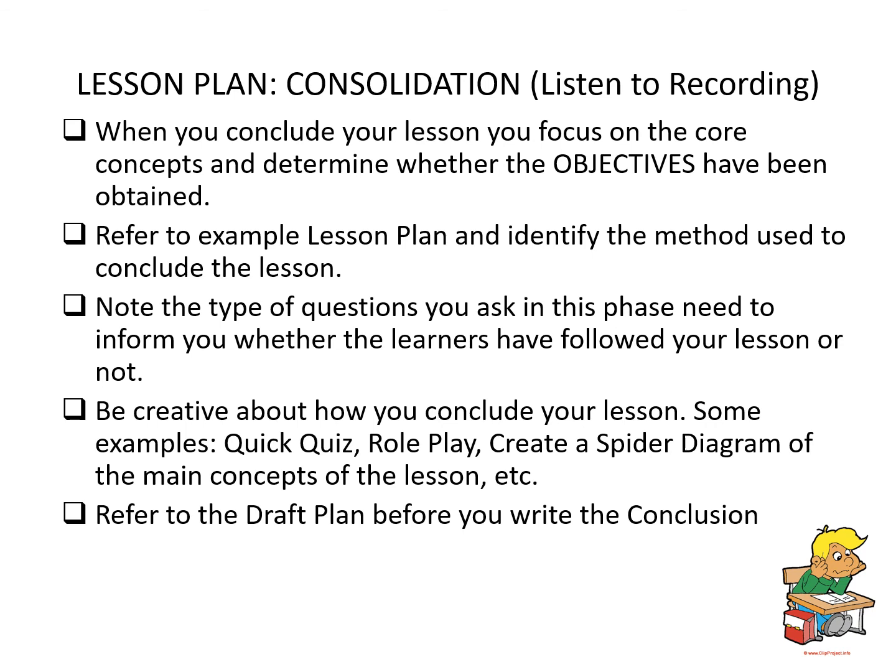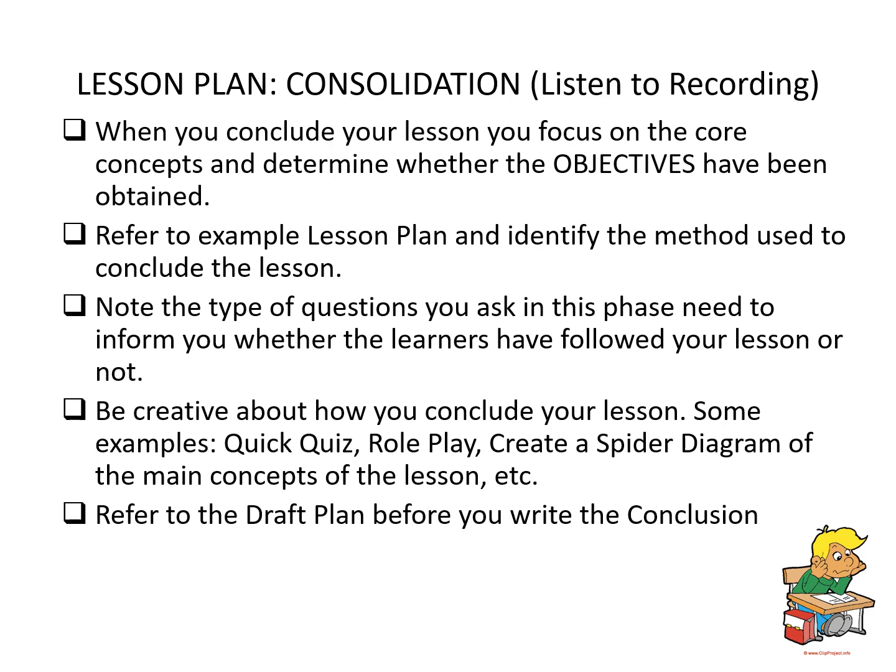When writing the consolidation phase of your lesson, you need to think about creative ways of checking if your objectives have been met. One of the easiest ways is to ask questions. Think about new ways of concluding your lesson. You can have a quick quiz and create a competition among the learners. You could also use an interactive chart. You can also ask learners to teach back.